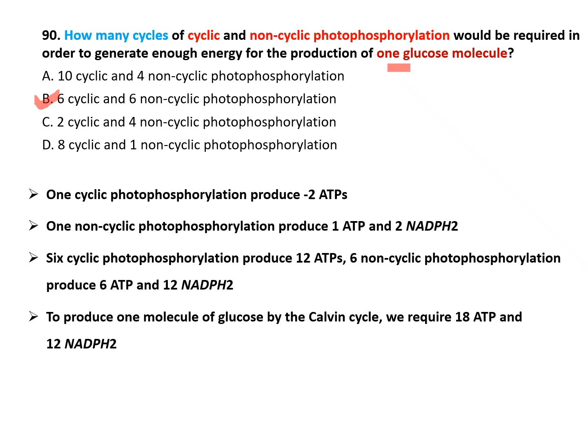One cyclic photophosphorylation produces 2 ATPs, and one non-cyclic photophosphorylation produces 1 ATP and 2 NADPH. So 6 cyclic produce 12 ATP, and 6 non-cyclic produce 6 ATP and 12 NADPH. To produce one molecule of glucose by the Calvin cycle, we require 18 ATP and 12 NADPH. Thus, 6 cyclic and 6 non-cyclic photophosphorylation will occur.